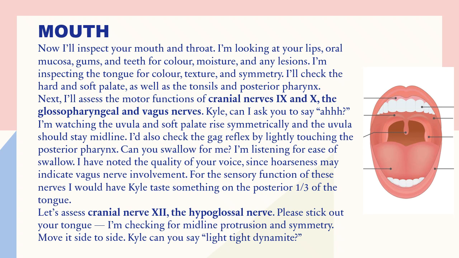nerves. Kyle, can I ask you to say ah? I'm watching the uvula and soft palate rise symmetrically, and the uvula should stay midline. I'd also check for gag reflex by lightly touching the posterior pharynx. Kyle, can you swallow? I'm listening for ease of swallow, and I've noted the quality of Kyle's voice, since hoarseness may indicate vagus nerve involvement. For the sensory function of these nerves, I would have Kyle taste something on the posterior 1/3 of the tongue.